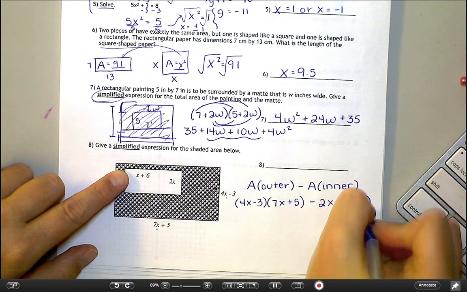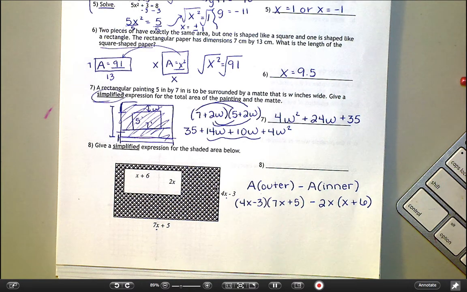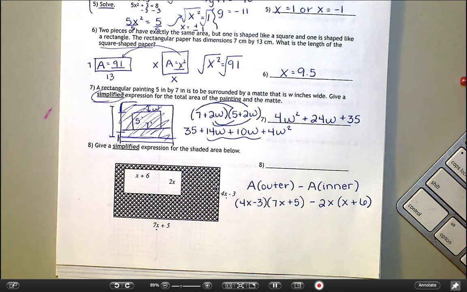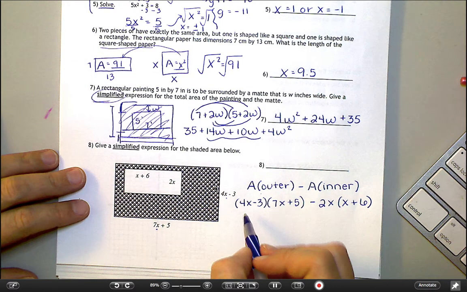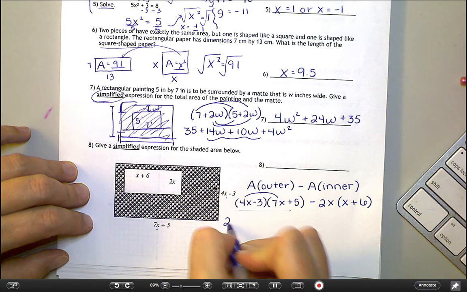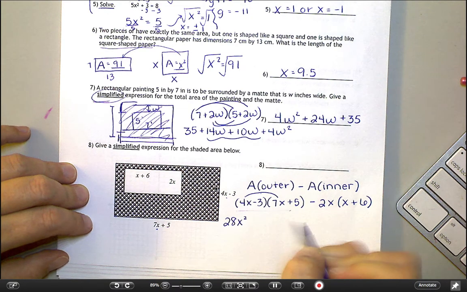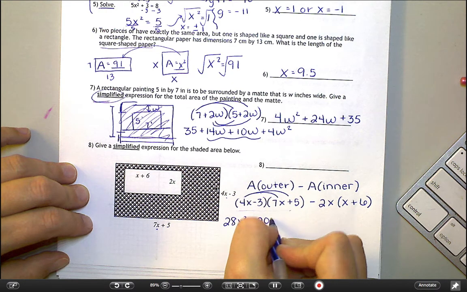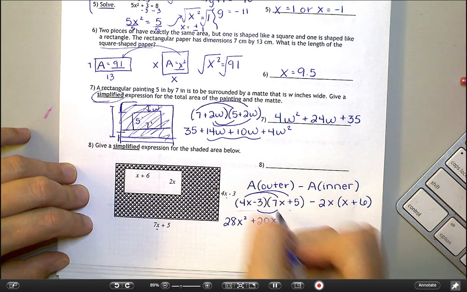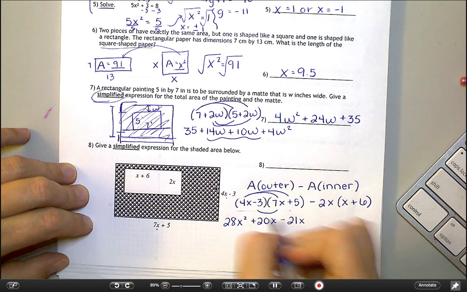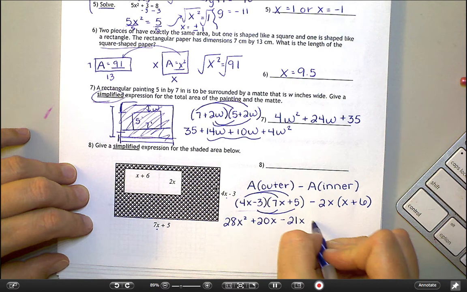That's because it's just a single term. So when I go to multiply it, I'm not really foiling it, I'm just distributing it. And distributing it is easier when it's out front, or at least it's more recognizable. Okay, so here I'm going to go 4x times 7x is 28x squared. 4x times 5 is 20x. Negative 3 times 7x is negative 21x. And negative 3 times 5 is negative 15.